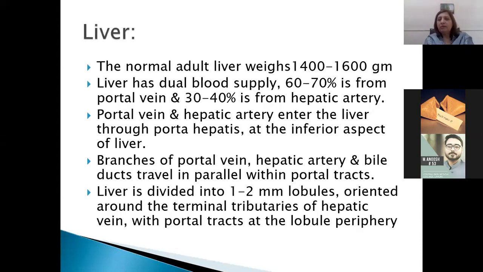So branches of portal vein, hepatic artery and bile duct run parallel with each other and are present in the portal tract. So in the portal tract, you're going to see three things: hepatic artery, portal vein, and bile duct. Anatomically, the liver is divided into lobules, which are 1 to 2 millimeters, and they are oriented around the terminal tributaries of the hepatic vein with portal tracts at the periphery of the lobule.